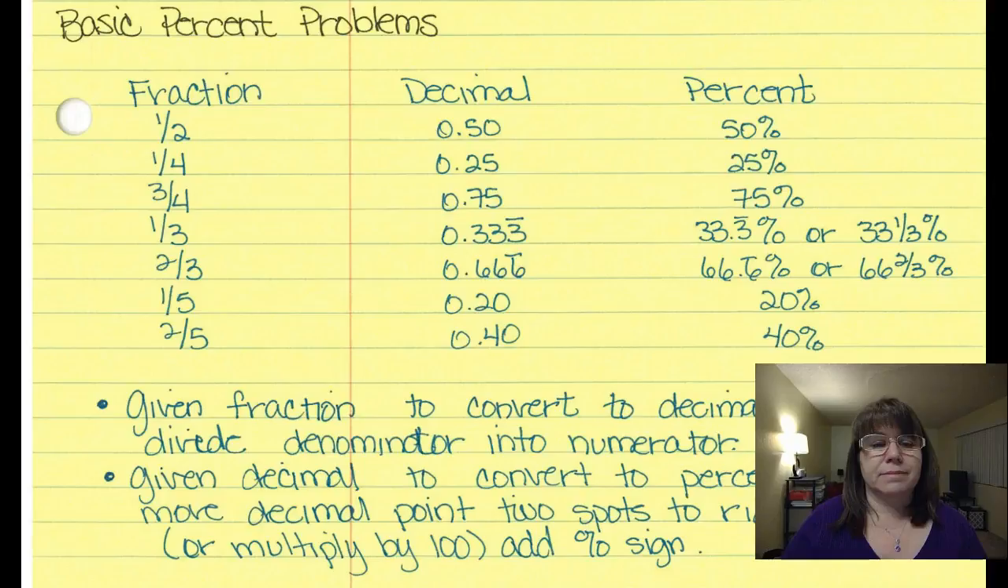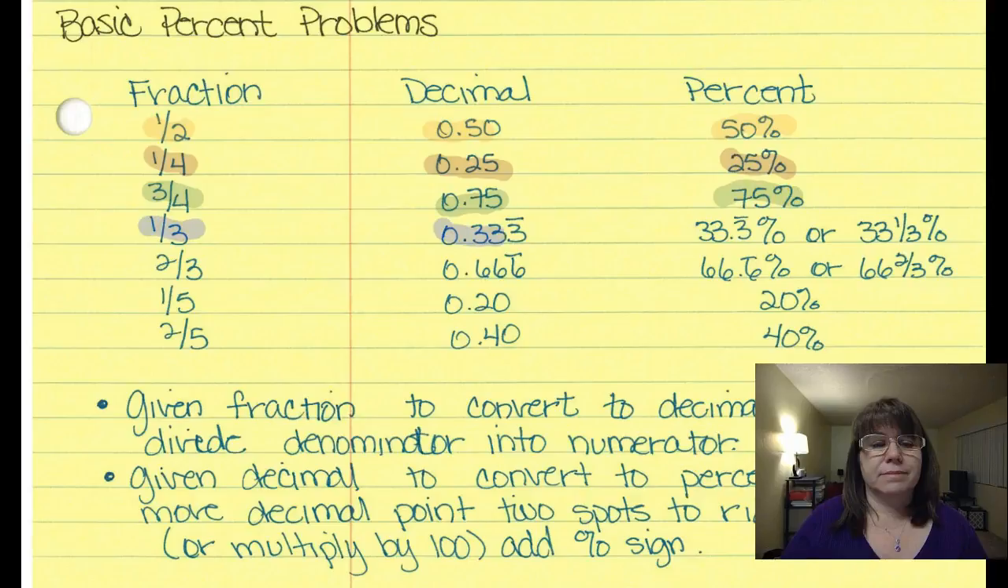For example, the fraction 1/2 is equivalent to 0.50, which is the same thing as 50%. Percents are just a comparison to 100. Okay, so keep that in mind, comparison to 100. Next common fraction would be 1/4. In decimal format, that's 0.25, and that's also 25%. Another common fraction is 3/4, which is 0.75, or 75%.